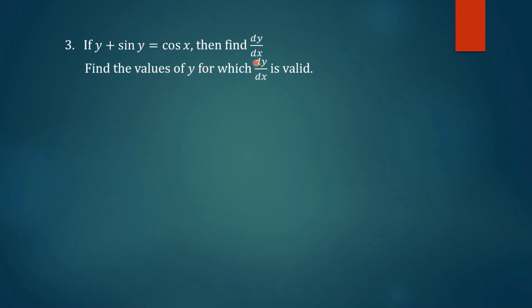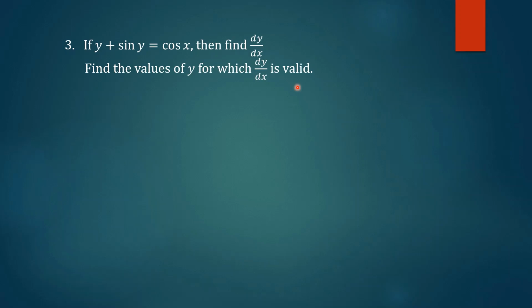Oh, sorry, the question has another part. Find the values of y for which dy/dx is valid. Actually, this part is important. The first part is very simple because it is an implicit function, and we know the methods to differentiate an implicit function. But the second part of the problem says find the values of y for which dy/dx is valid. That portion is the important part.